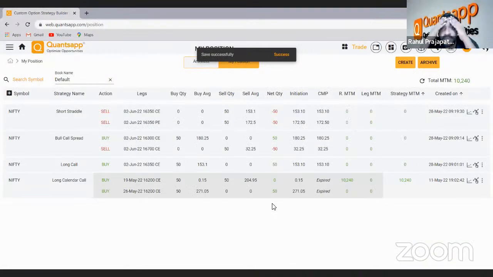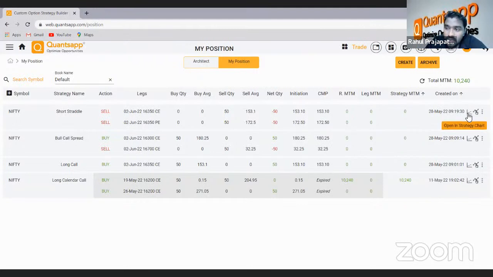Now, generally what happens in this kind of strategy when you create it on an expiry day or any particular day? The issue we are going to have is that we don't know what our stop loss and target will be, and what Greeks you need to check. You can use the strategy chart to define that, because we can create strategy charts in Quantsapp. I'll just open this, you can get this option here, open in strategy chart.